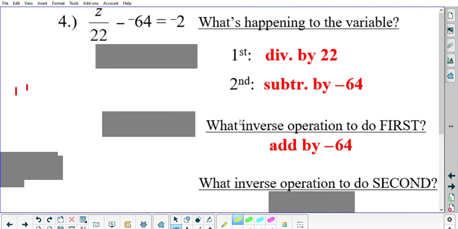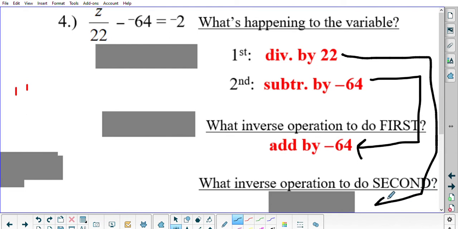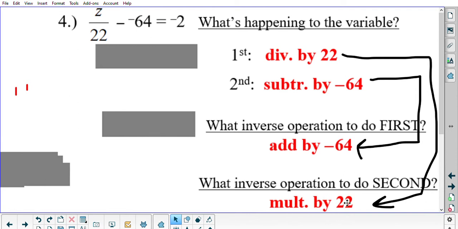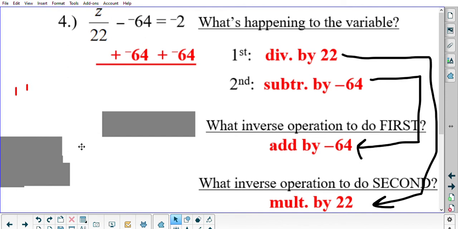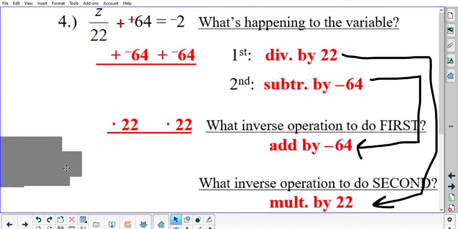As I've told you before, what was last will be inversed first. What was first will be inversed last. So the second inverse operation should be multiplying by 22. All right, did you do the first inverse operation first? Did you add by negative 64 on both sides? Did you make subtraction on the original equation then become adding the opposite, adding a positive 64? And then lower, you should have done the second inverse operation, which was to multiply by 22.